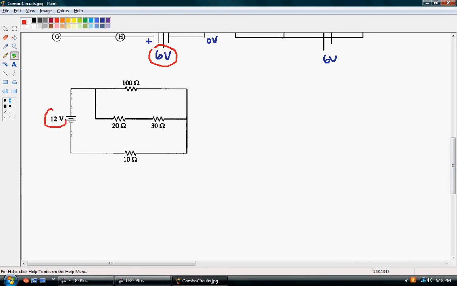circuit, we have a total voltage of 12, and it's going to be 12 volts until it's used up by these resistors. So we want to go ahead and figure out if we can find any equivalent resistances. So notice this 20 ohm and 30 ohm resistor are in series with each other. So we can get a total resistance of 50 ohms. And we can redraw this.